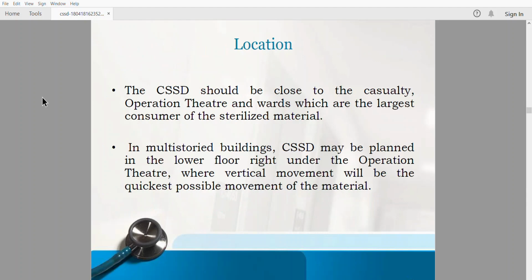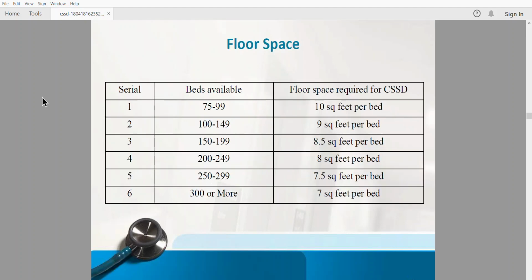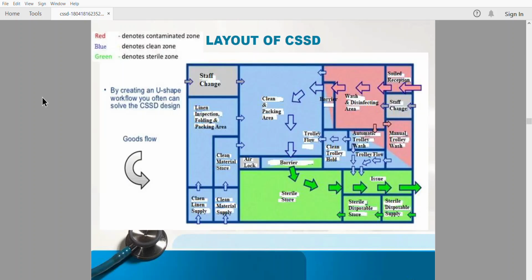Location. CSSD location should be close to the casualty, operation theatre and wards, which are the largest consumers of sterile material. In multi-storied buildings, CSSD may be planned on the lower floor right under the operation theatre, where the vertical movement of material will be the quickest possible. So this is the floor space. For beds available 75 to 99, floor space required for CSSD is 10 square feet, and for 300 or more it is 7 square feet per bed. So this is the layout of CSSD.